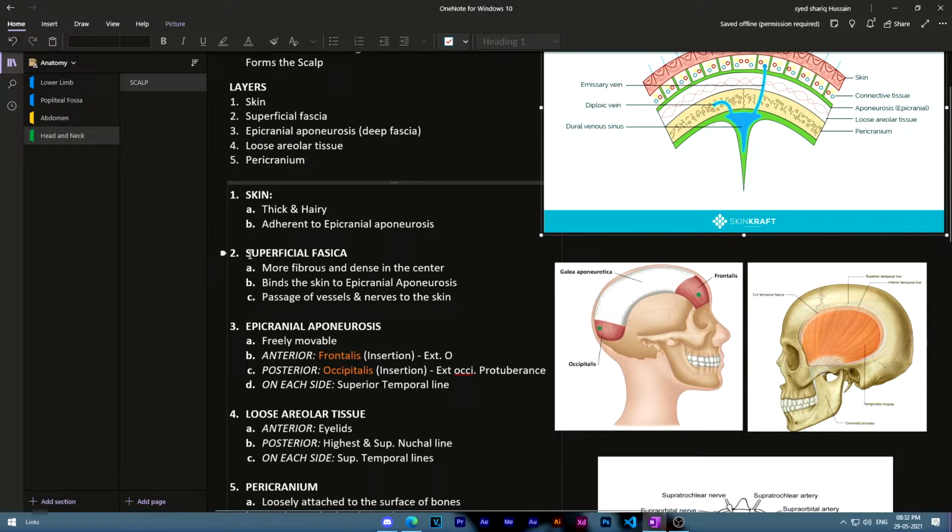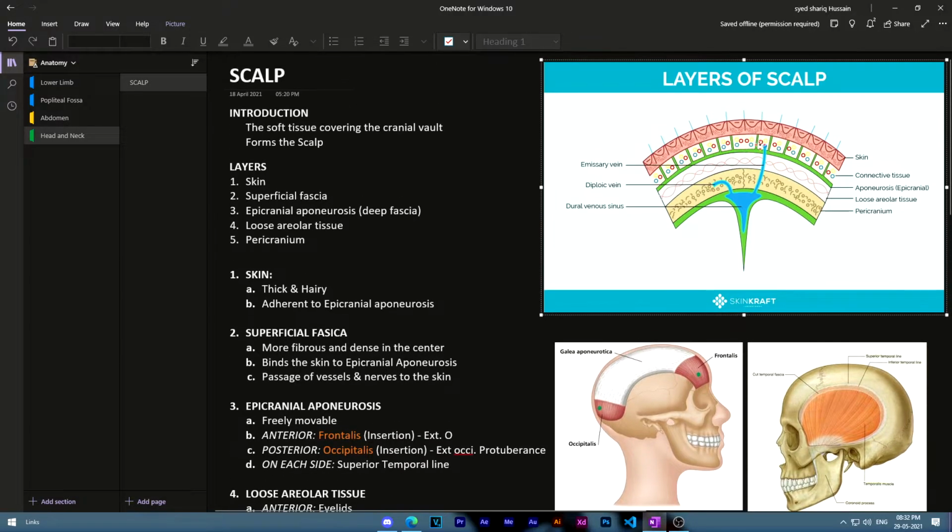So the second one is superficial fascia, also known as the connective tissue. It is more fibrous and dense in the center. As you can see here, it has more vessels and nerves and is less dense or fibrous in the periphery, and it binds the skin to the epicranial aponeurosis. This provides passage of vessels and nerves to the skin.